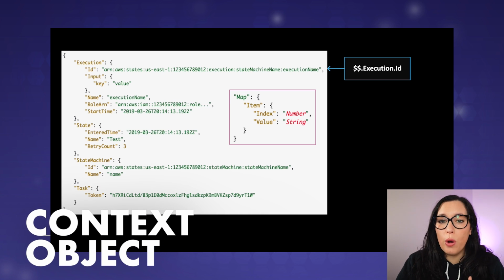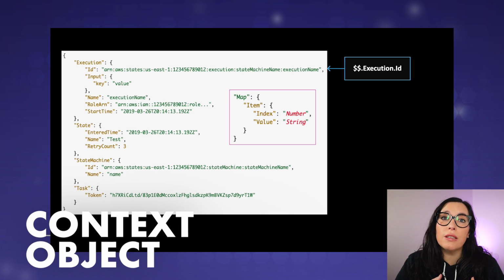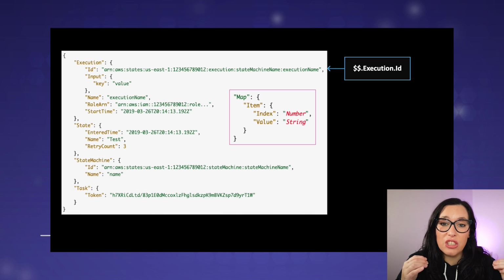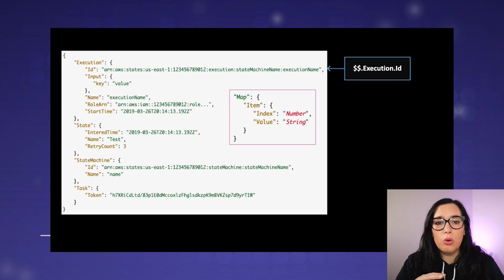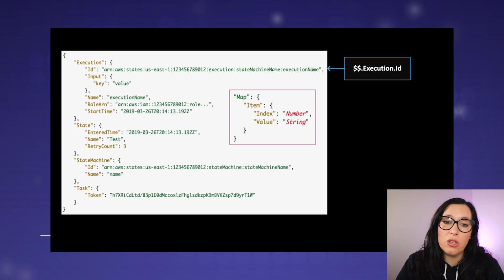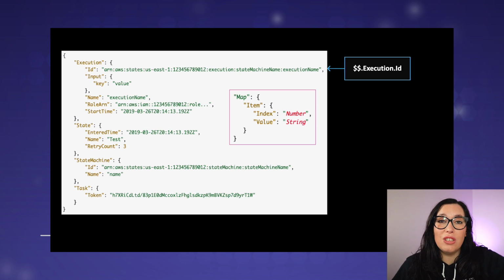Another important concept when you're working with state machines is the context object. The context object is an internal JSON structure that is available during an execution, and it contains information about your state machine and its execution. This allows your workflows to access information about their specific executions. You can access the context object by using the $ sign from the different parts of your ASL definition of your state machine. So you can call it with this $$ dot whatever is the name of the parameter that you want from the context. I will leave you the documentation on the different parameters that are available in the context.